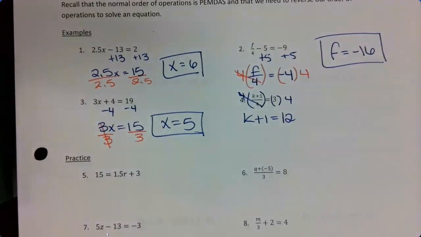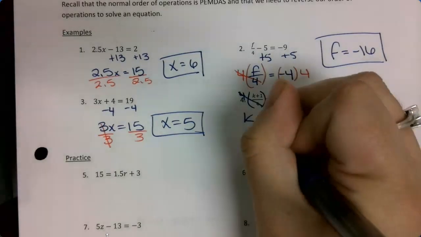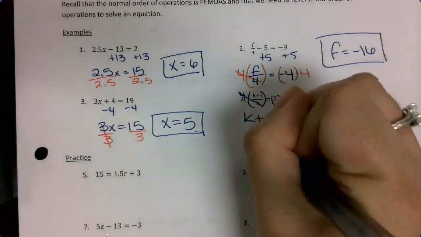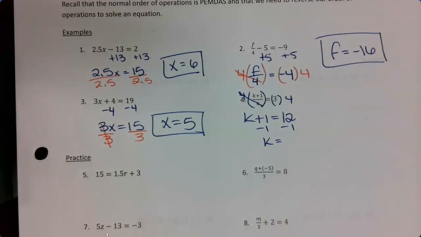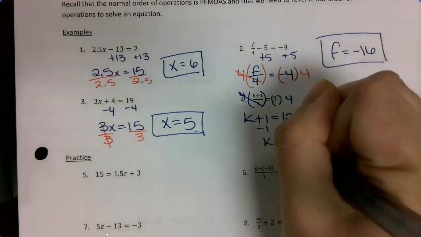And then to get k alone, I want to subtract 1 on both sides. 12 minus 1 is 11.